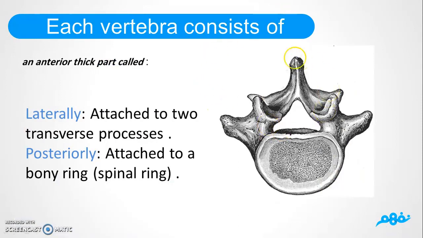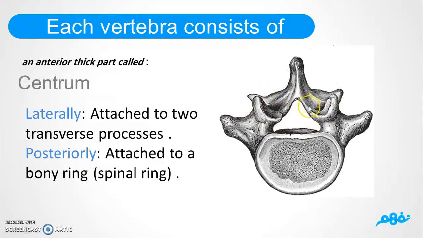What about the vertebra? You should know what each vertebra consists of. Firstly, the anterior thick part is called the centrum. The centrum is laterally attached to these two transverse processes, number 1 and number 2, and posteriorly attached to the bony ring, the neural ring. What about these two? This is called the anterior articulating process, and that is the posterior articulating process.